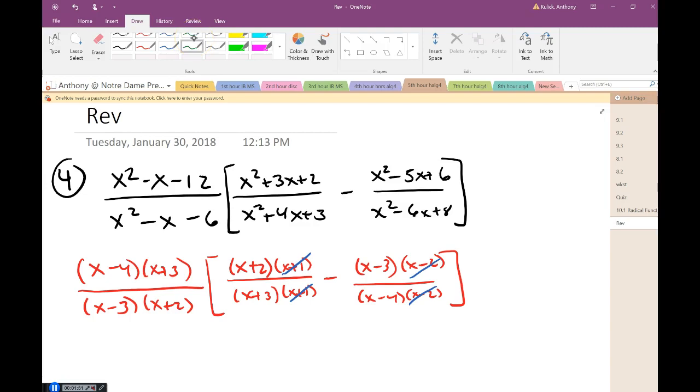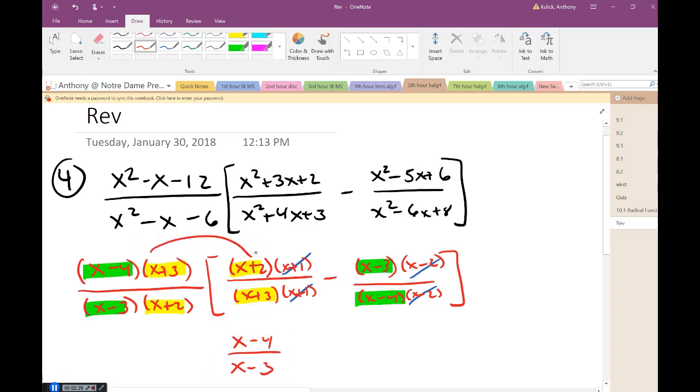Looking at the options here, I notice that if I distribute first, the x plus 3's would cancel, and the x plus 2's would cancel. And similarly, the x minus 4's would cancel, and the x minus 3's would cancel. And gee golly willikers, that seems like a much better idea, to distribute first. So when I do that, the stuff in yellow will cancel out, and I'll be left with just the piece in green when I distribute in. And when I distribute here, the stuff in green will cancel, and I'll be left with just the stuff in yellow.